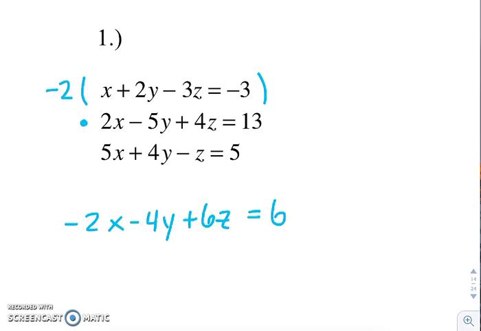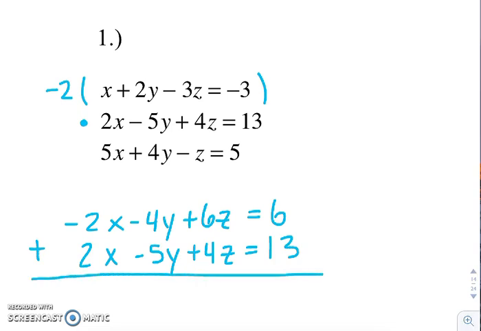And then we're going to add it to that middle equation since it has the same but opposite coefficient, a positive and a negative. And we will add them together. So we get our x's to go away. We get negative 9y. 6 plus 4 is 10z. And 6 and 13 equals 19. Okay, so we've got one equation here with two variables, but we got to get another one.